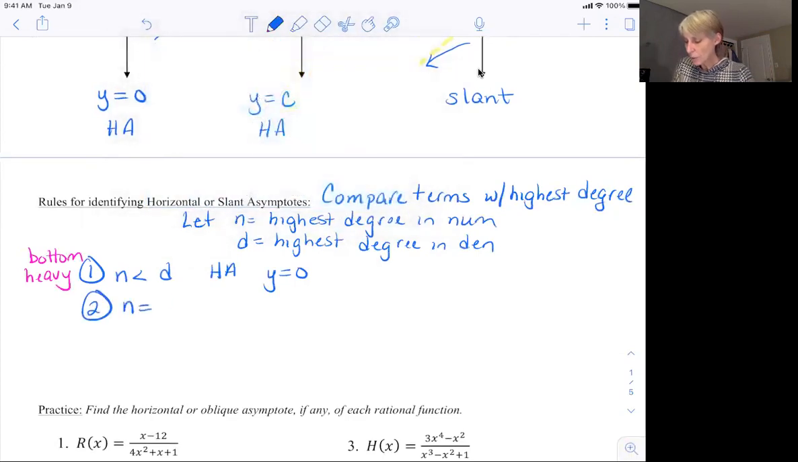If n equals d, let's say x squared over x squared, those terms, no matter how big they are or how small they are, they're just going to cancel out. And your horizontal asymptote is going to become a ratio of their coefficients.